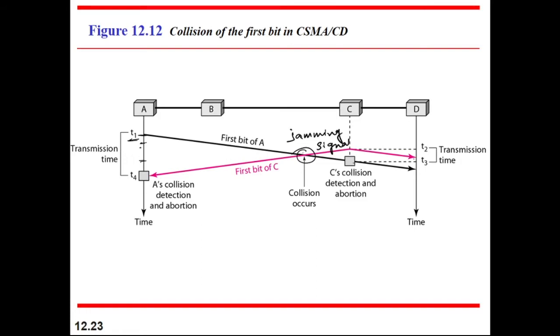When this jamming signal is received by the different hosts, they should wait for some time to send their next data. So this is how the collision is detected, using this jamming signal. A signal is generated here, and that signal is sent to each and every host on that channel.